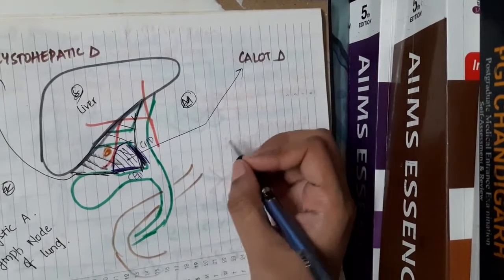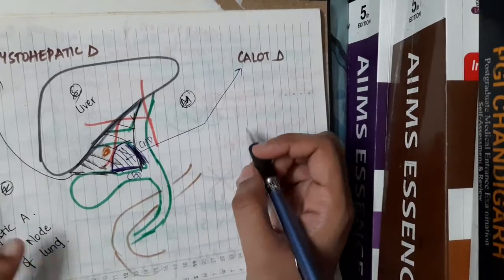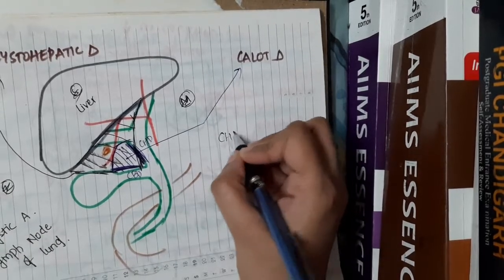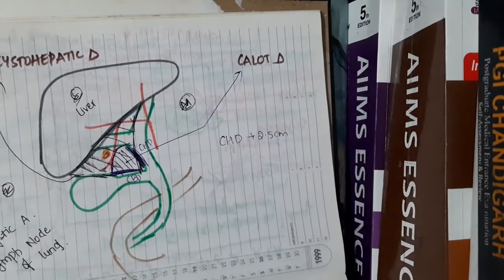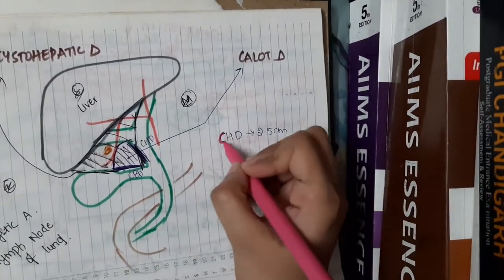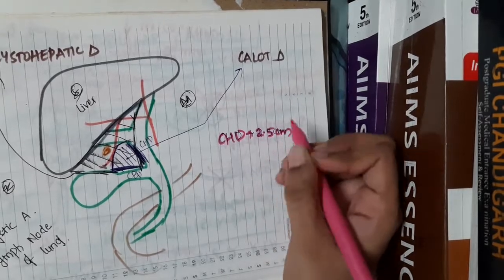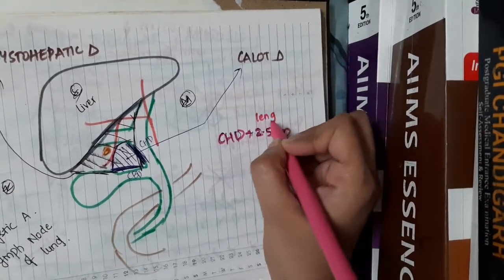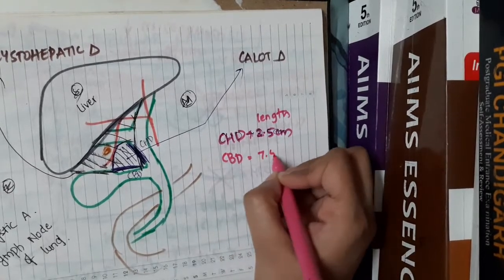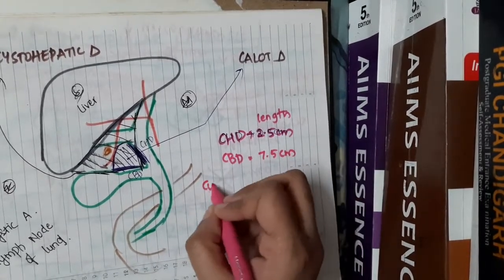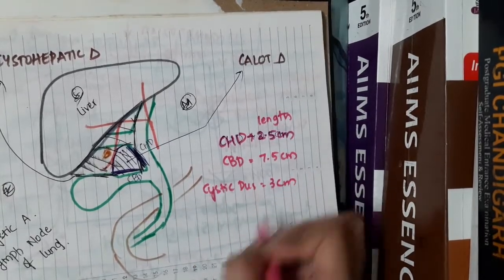So we should also learn the lengths of these ducts, which is also important. The common hepatic duct is around 2.5 centimeters in length. The common bile duct is 7.5 centimeters in length. The cystic duct is 3 centimeters in length.